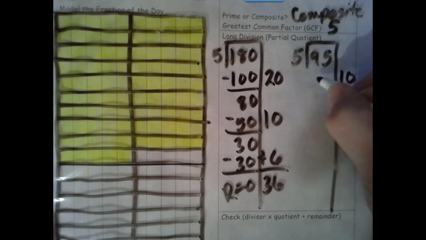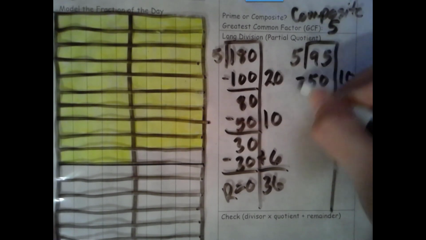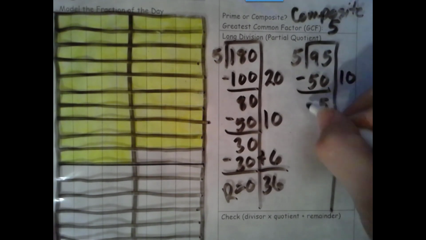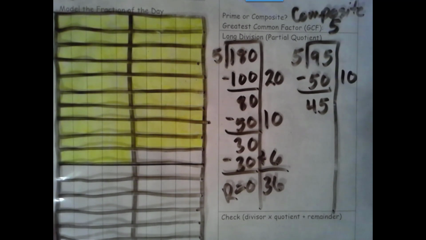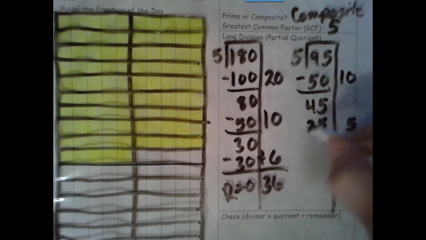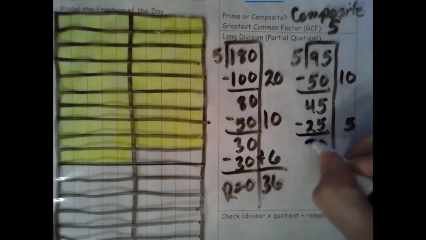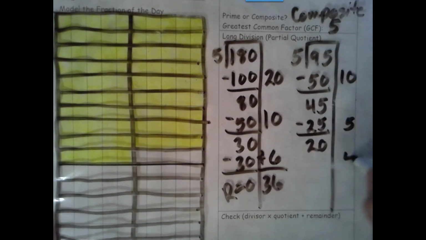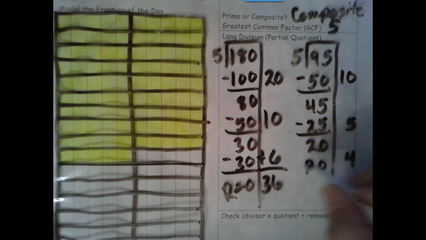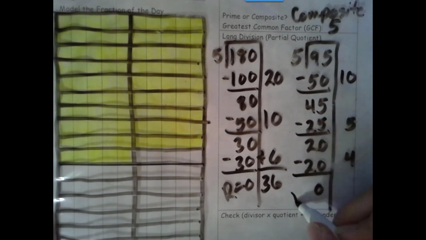10 times 5 is 50. More on top, no need to stop. 5 times 5 is 25. Numbers the same, zeros a game. More on top, no need to stop. 4 times 5 is 20. Numbers the same, zeros a game.